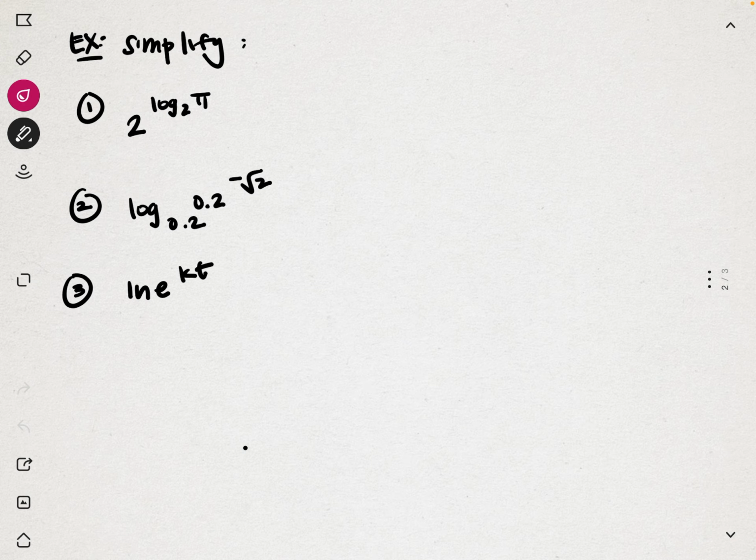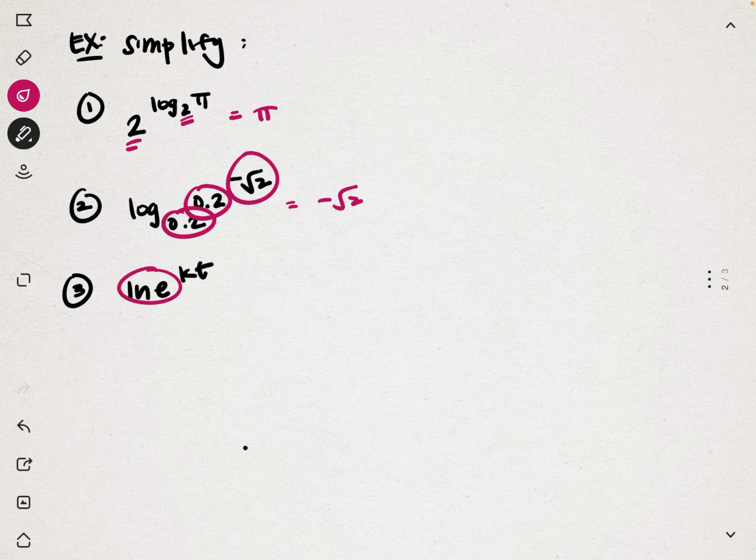Okay, so let's apply these. So simplify. Remember we said if the base is the same as the log base, the exponent and the log cancel, so this whole thing is equal to pi. Same thing here, log base is same as the value. That's going to be, oops, not pi. Getting caught up in pi. It's going to be equal to the exponent, which is negative square root 2. And then we said from last time, anytime we have ln e, those cancel. So this whole thing is just going to be kt.